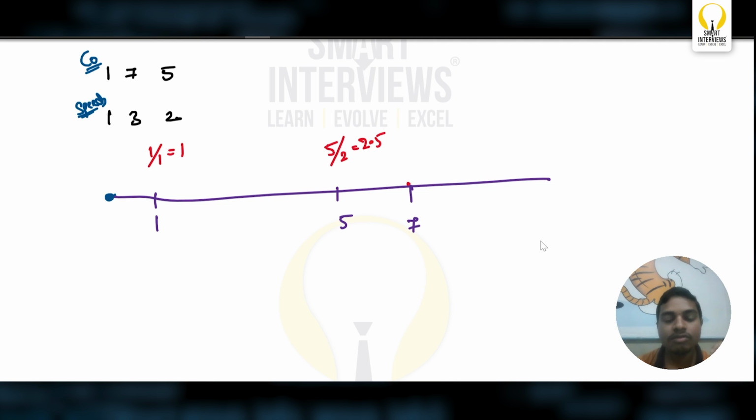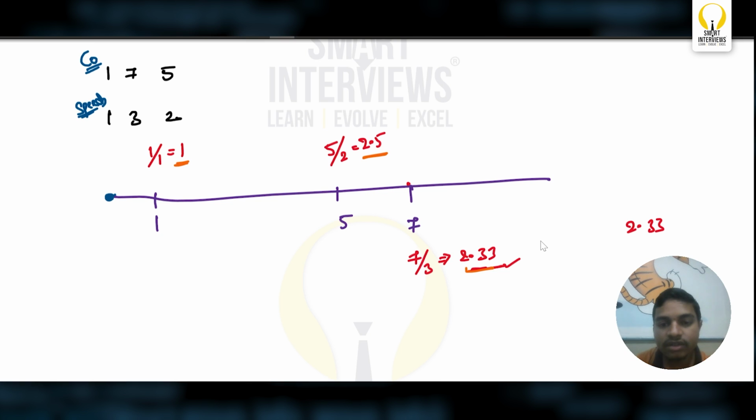In the same manner, for the person at 7, it's going to take 7 units of space, speed 3. 7 by 3 is going to be 2, and 1 is left over, so 2.33. Yes, 2.33. So as is very clear, this person takes 2.5 seconds, one other person takes 2.33 seconds, and this person takes 1 second.